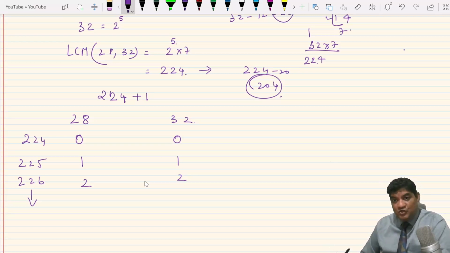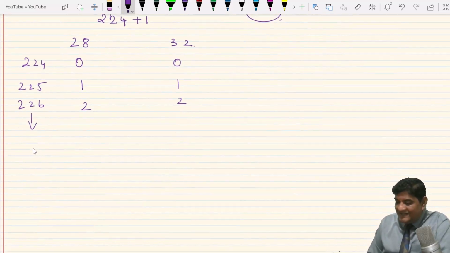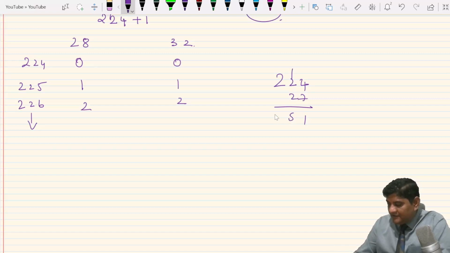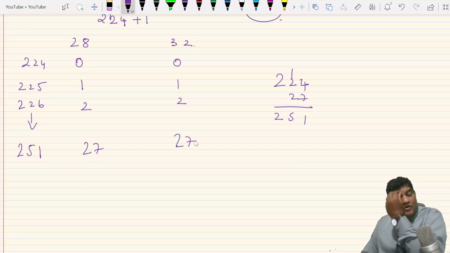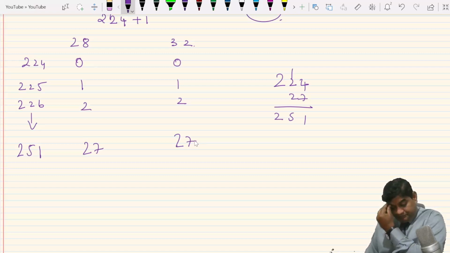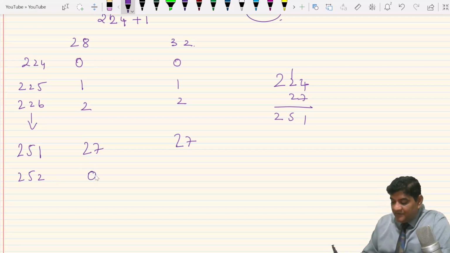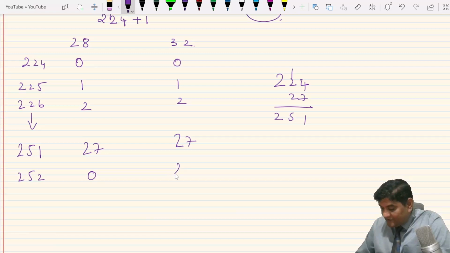Until when are the remainders not going to change? The remainders are not going to change until I add 27. So 224 plus 27 is going to be 251. So until 251, the remainders are going to be the same. But the moment I go to 252, the remainder will become 0. Why? Because 252 is completely divisible by 28. However, it's not divisible by 32, and therefore the remainder is going to be 28.